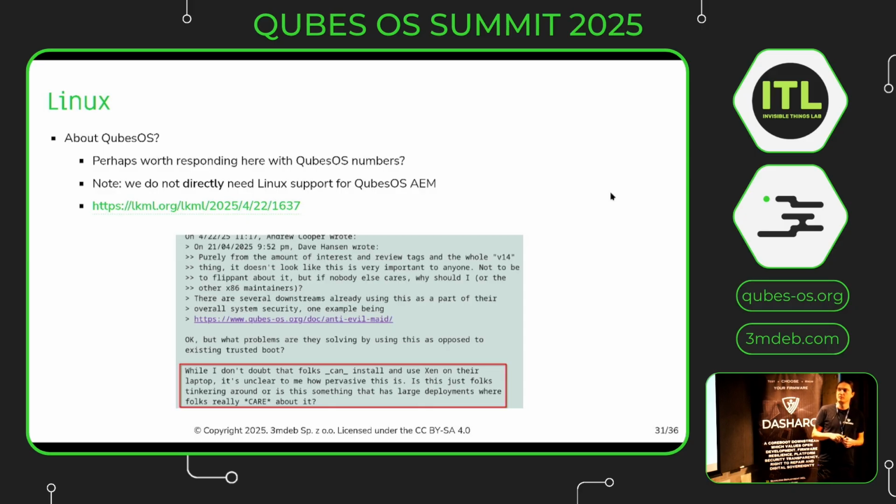Note that we don't really directly need Linux for QubesOS Anti Evil Maid, because we use GRUB and Xen, but we need this indirectly, because if we won't have Linux, we won't have possibly GRUB patches merged, and we will need to maintain GRUB patches if we want to keep with TrenchBoot for QubesOS Anti Evil Maid.